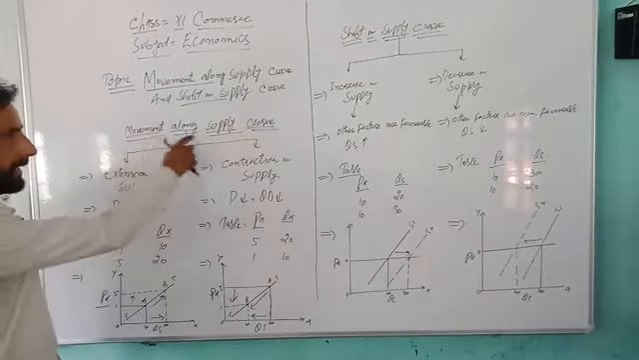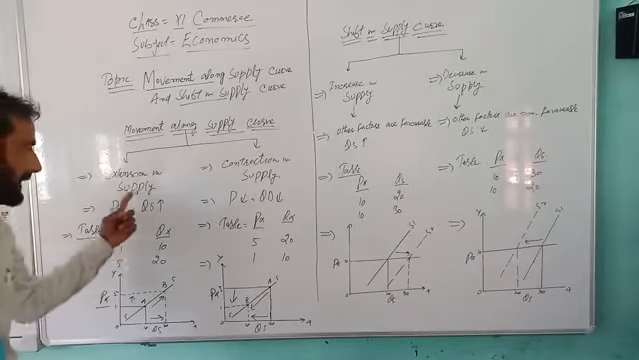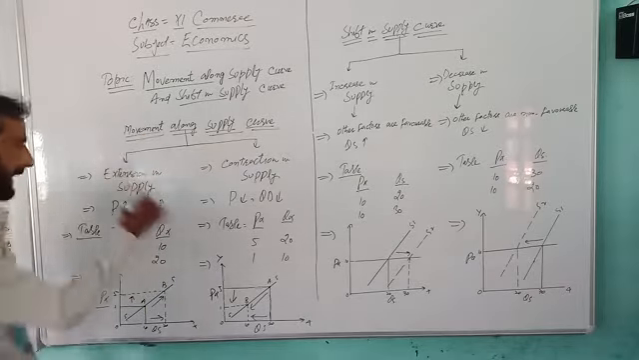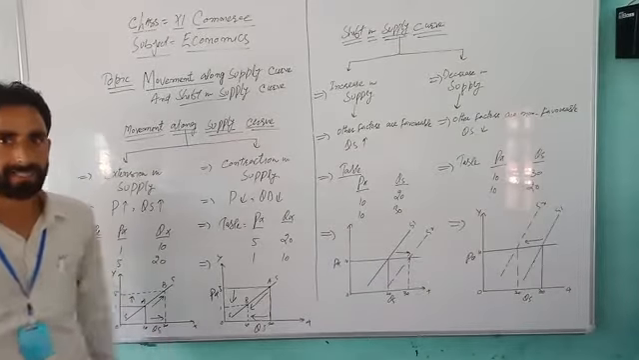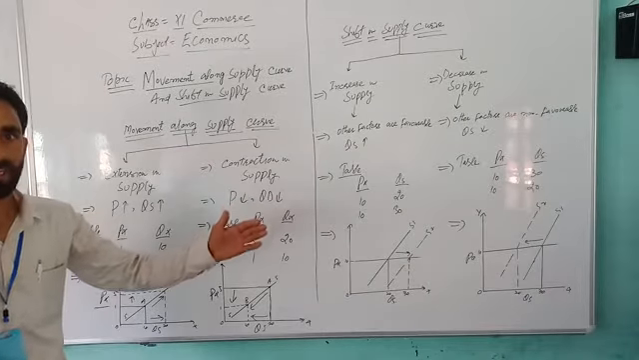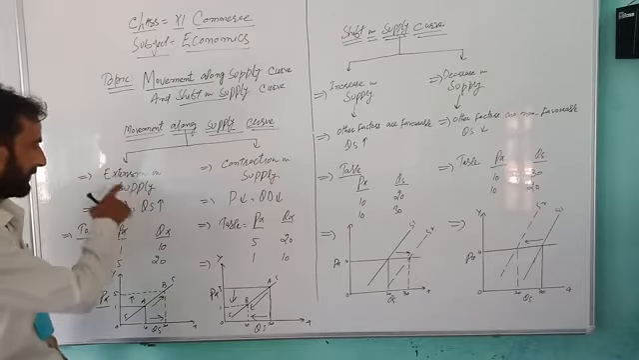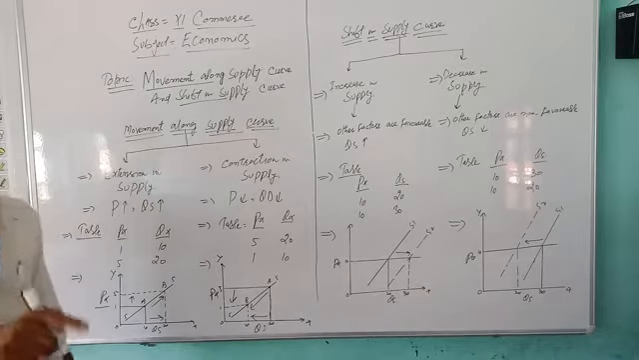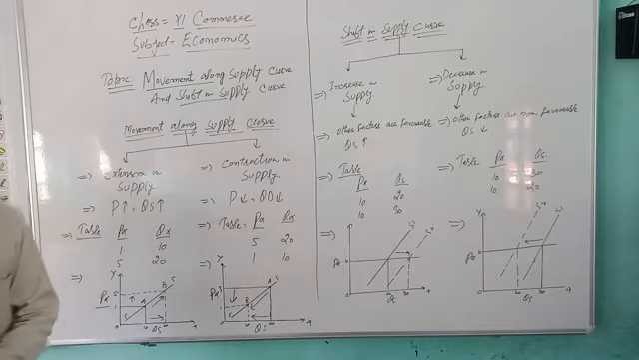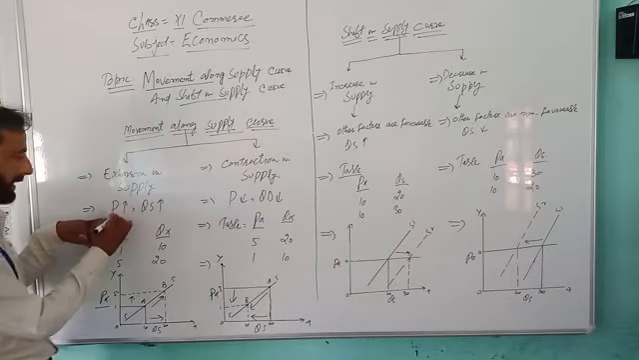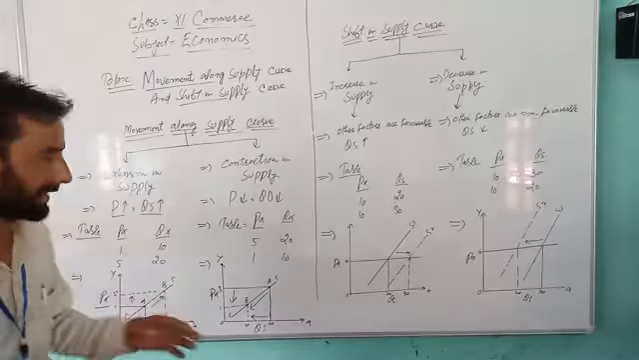First, we will start with movement along supply curve. In movement, there are two concepts: extension and contraction. Extension in supply and contraction in supply. What is meant by extension? Extension is that kind of situation when price increases and definitely quantity supplied is also increasing. That is mentioned here. P is increasing, quantity supplied is also increasing. That is called an extension.